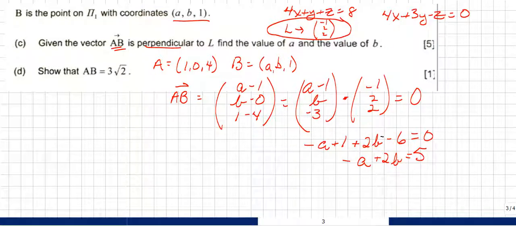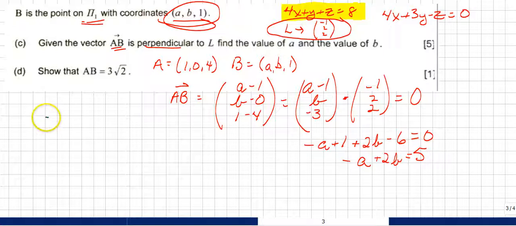Okay, well, that's not enough information to find a and b at this point, because we have two variables. We have to take some more information, and we know that (a, b, 1) is on plane 1. So we're going to sub that into the plane 1 equation, which is right here. So let me come over here and write that. I've got 4x, 4a, plus y, which is b, plus z, which is 1, equals 8. So I get 4a plus b equals 7.